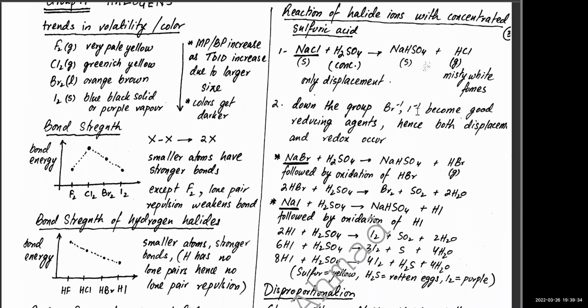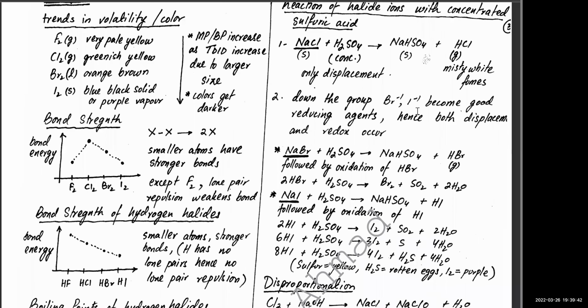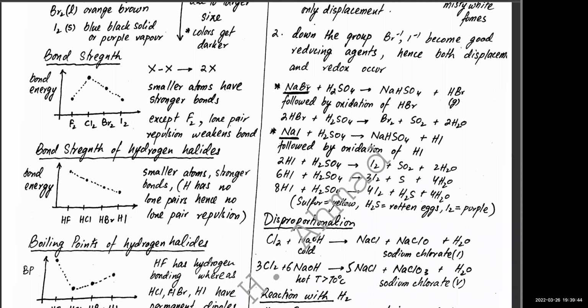लेकिन जब down the group जाते हो ना, आयन का साइज़ बड़ा हो जाता है, Br-1, I-1, bigger ions. So if they are bigger ions, it becomes a lot easier for them to lose electrons. तो ये जो NaBr होता है ना, ये Br-1 इलेक्ट्रॉन लूज करता है, it starts forming Br2 and H2SO4 gets reduced to SO2. Br-1 इलेक्ट्रॉन लूज करता है और सल्फर को इलेक्ट्रॉन गेन करना पड़ जाता है.